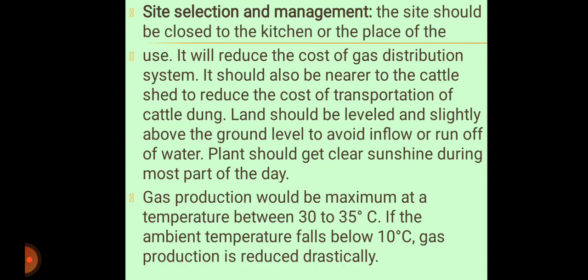Plants should get clear sunshine during most part of the day. The gas production would be maximum at a temperature between 30 to 35 degrees Celsius. If the ambient temperature falls below 10 degrees Celsius, gas production reduces drastically.